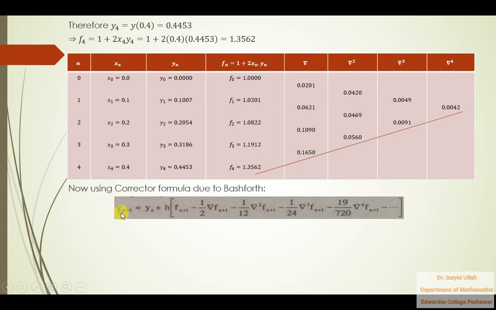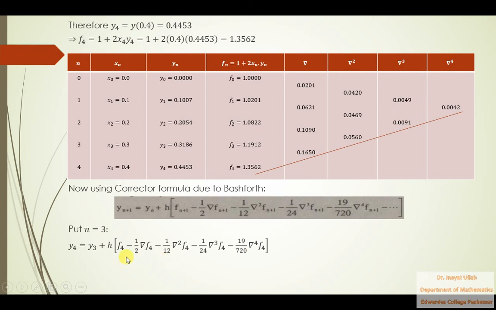Using the corrector formula due to Bashforth, put n equal to 3 here because we need y4. So whenever we put 3 here, we'll get y4 is equal to y3 plus h times f4 and the differences of f4. The table goes up to the 4th difference, so expand the corrector formula up to the 4th difference.